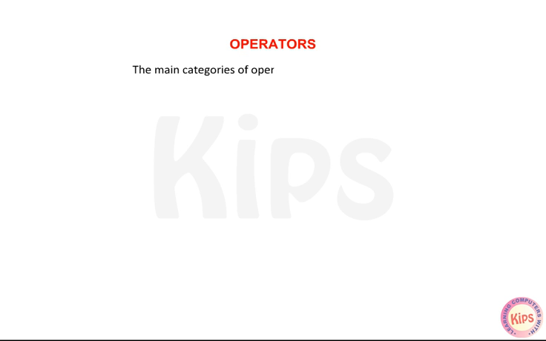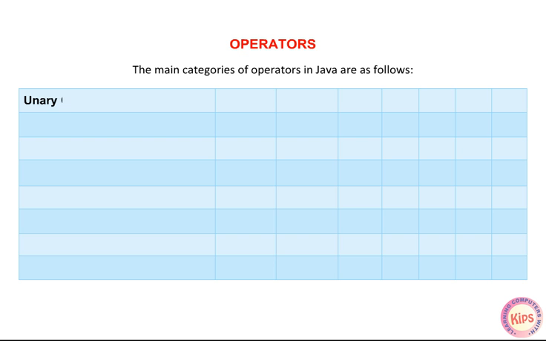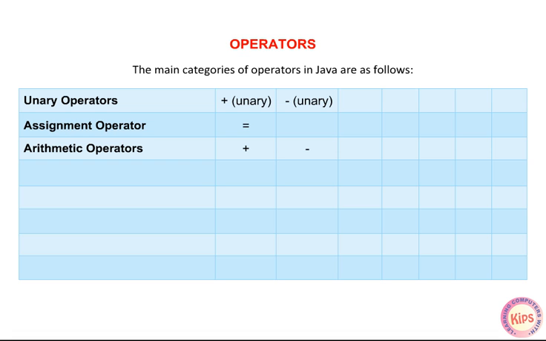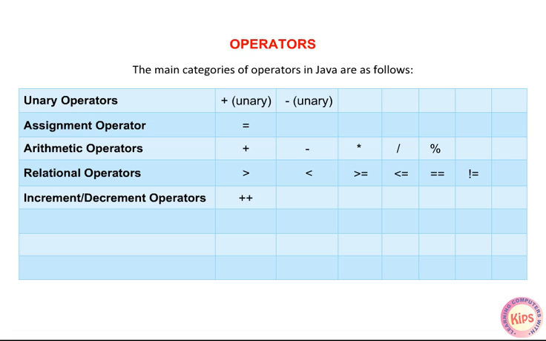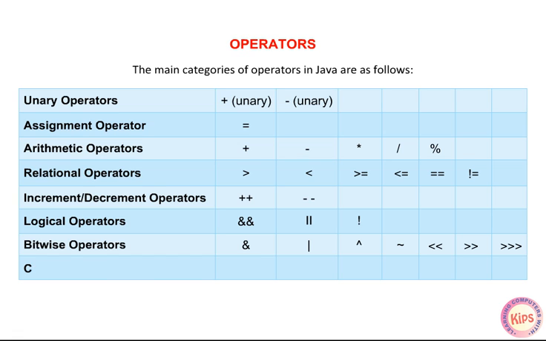The main categories of operators in Java are as follows: unary operators, plus unary, minus unary; assignment operator, =; arithmetic operators, +, -, *, /, %; relational operators, >, <, >=, <=, ==, !=; increment or decrement operators, ++, --; logical operators, AND, OR, NOT; bitwise operators, AND, OR, complement, <<, >>; conditional or ternary operator, ? and :.